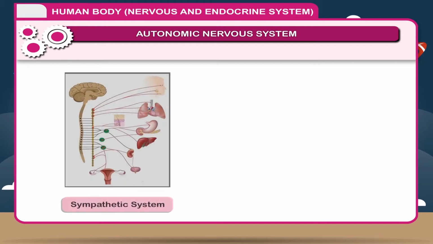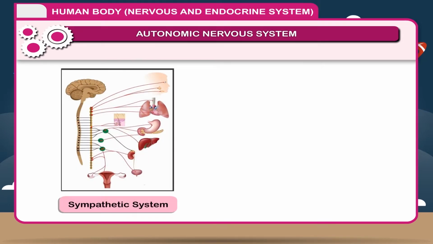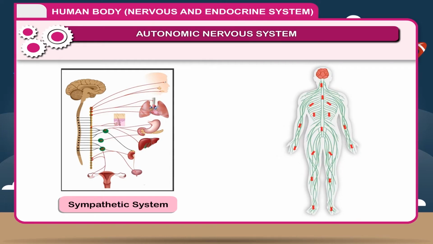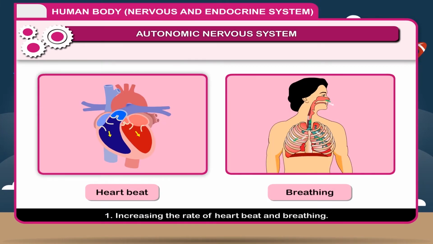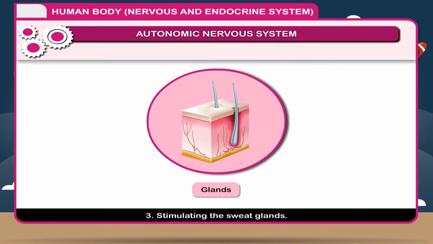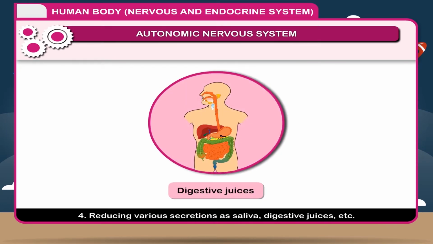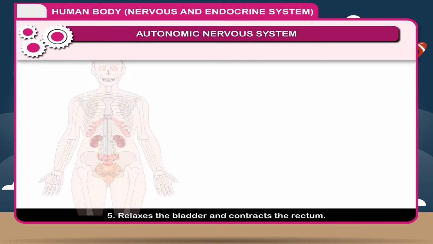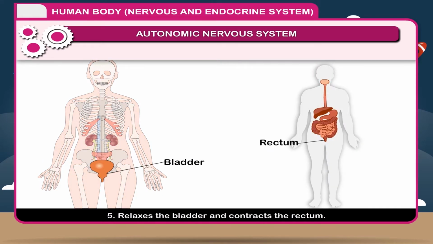Sympathetic system. The sympathetic system is stimulated by hormone adrenaline. This nervous system helps the body to adjust in abnormal environmental conditions through several actions. It helps to start a violent action in the body. For example, 1. Increasing the rate of heartbeat and breathing. 2. Dilating the pupils of the eye. 3. Stimulating the sweat glands. 4. Reducing various secretions as saliva, digestive juices, etc. 5. Relaxes the bladder and contracts the rectum.